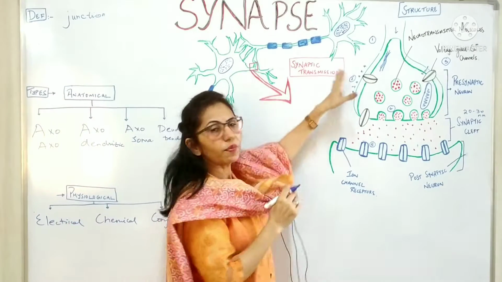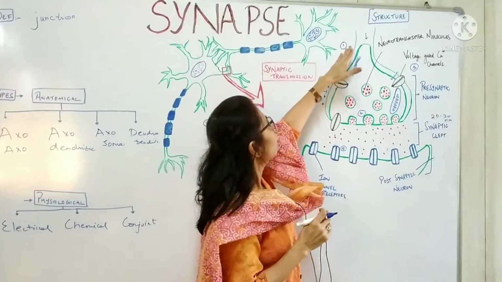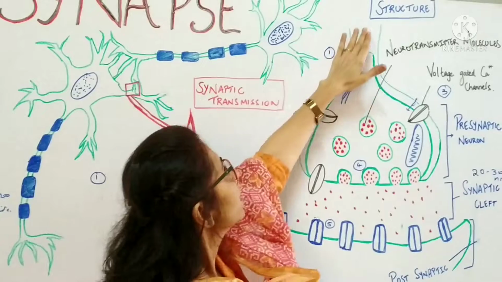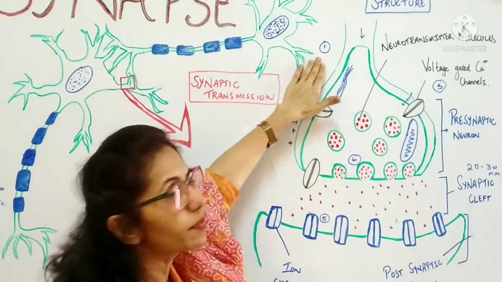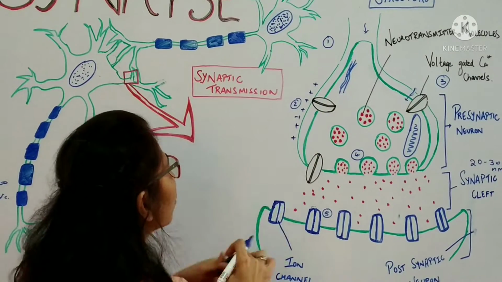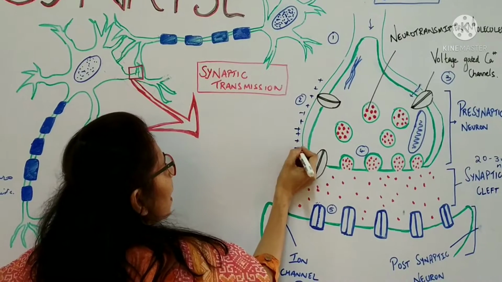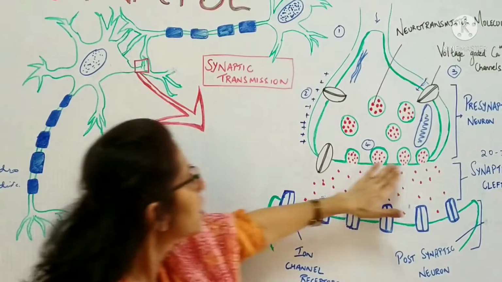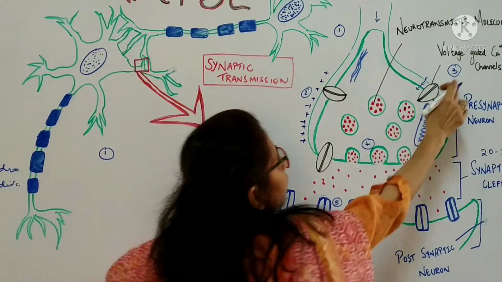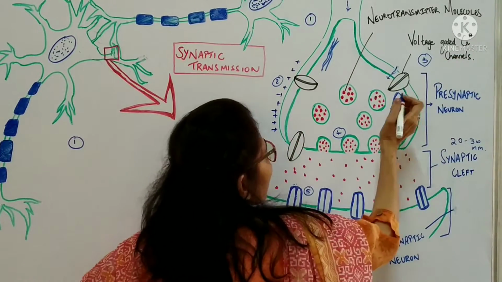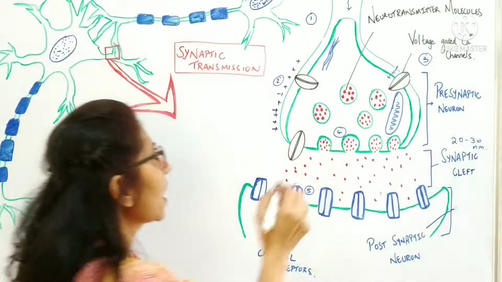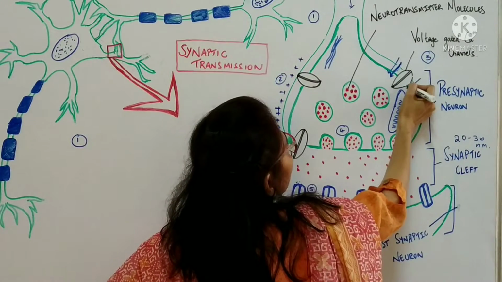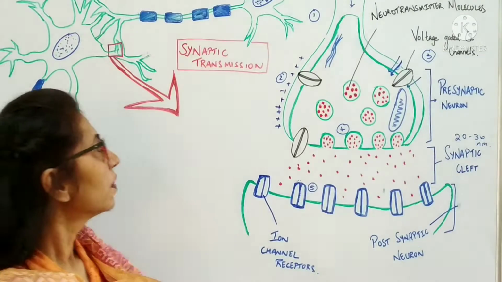Now the first step in synaptic transmission is arrival of the action potential in the presynaptic terminal. Now once the action potential arrives in the presynaptic terminal, what will it cause? It will cause depolarization of the synaptic membrane in the presynaptic neuron. Now depolarization of this membrane causes opening of voltage gated calcium channels. Now once the voltage gated calcium channels open, they cause influx of calcium inside the presynaptic terminal. Now that is just step 3.